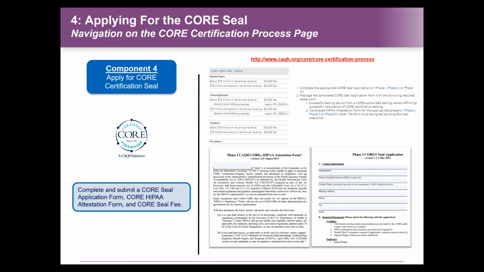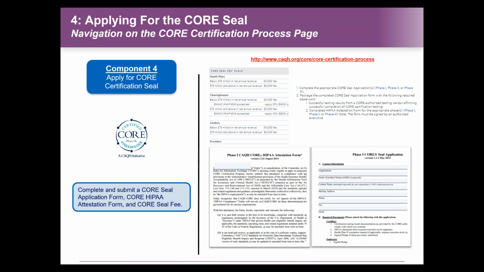The CORE Seal application form, shown on your screen as the image on the right, involves filling out contact information and stakeholder-specific information about your organization. The HIPAA attestation form, shown as the image on the left, involves an organization attesting that it is compliant with applicable HIPAA provisions. Like the CORE pledge form, this form must be signed by an authorized executive-level employee from your organization.